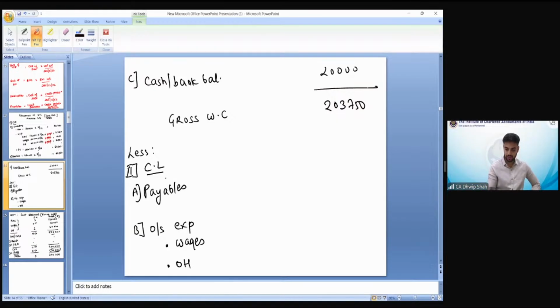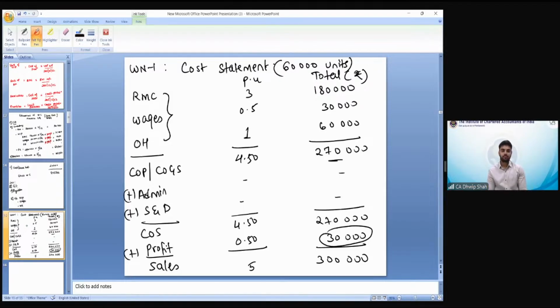203,750. Okay, my payables. Payables is on credit purchases. Can I say I will buy raw materials from my suppliers? Yes or no? What will I buy? I will buy raw materials only. Finished goods I am manufacturing. But to manufacture finished goods, I will buy raw materials. So my creditors would be on raw materials purchases.